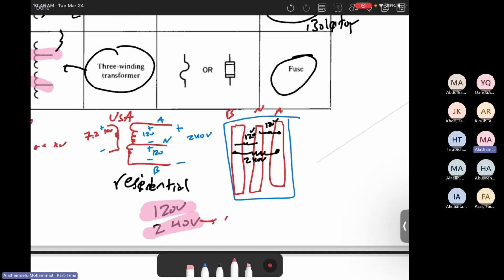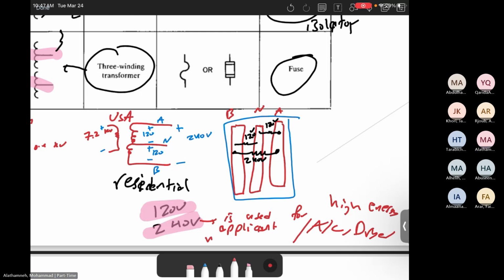How about 240? 240 is used for high energy appliances. And as an example for high energy, which is basically air condition, a dryer, water heater. Some of them, water heaters, it depends on the capacity. But some appliances use 240, while the rest, the vast majority, are based on 120 volts. Why are we using 240, not 120, on the air condition or dryer or water heater?